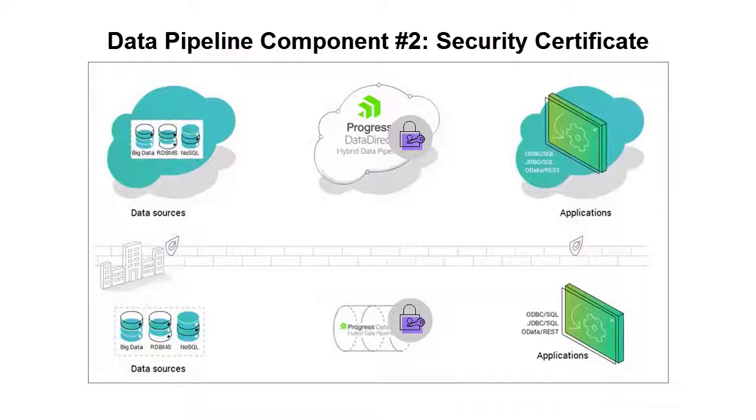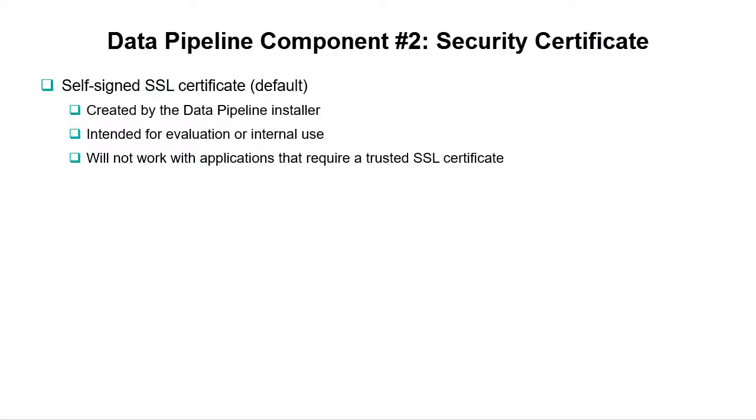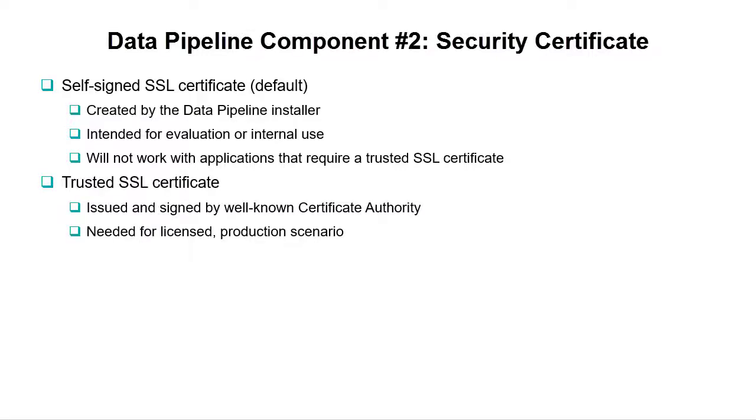The certificate may be either a self-signed SSL certificate or a trusted SSL certificate. By default, the data pipeline installer generates a self-signed SSL certificate that's appropriate for temporary use or for use behind your firewall. However, some applications cannot use a self-signed certificate and instead require a trusted SSL certificate. A trusted SSL certificate is issued and signed by a well-known third-party certificate authority. Before going into production or using the licensed data pipeline software, obtain your own trusted SSL certificate and copy it to a location that the server software can access.